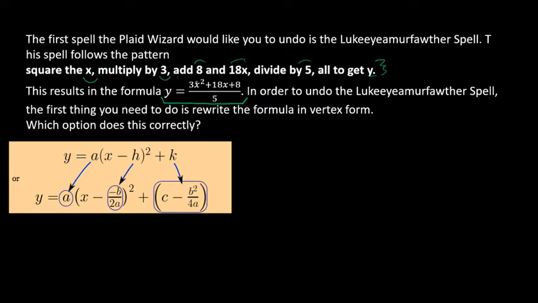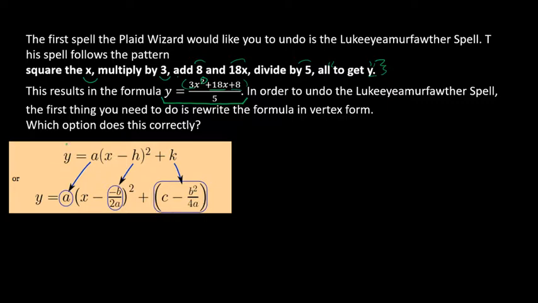But notice that we had an x, right? And then they said square the x and multiply it by 3. That's how we got 3x squared. We added 18x and 8. And that became our numerator because after that it said divide by 5, so we divided everything by 5. And it said all to get y, and that's how we set this equal to y. And now we need to take what we have here and rewrite it in vertex form.